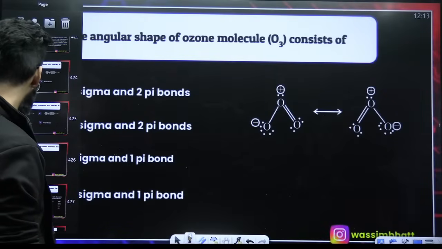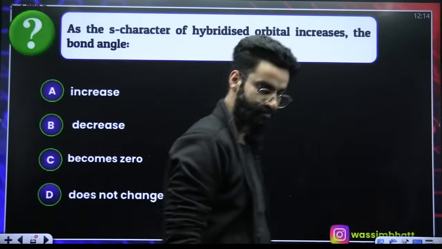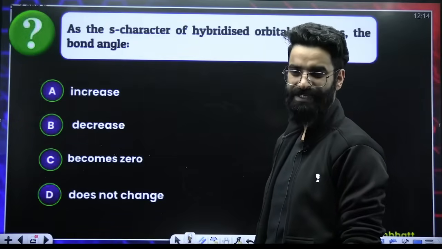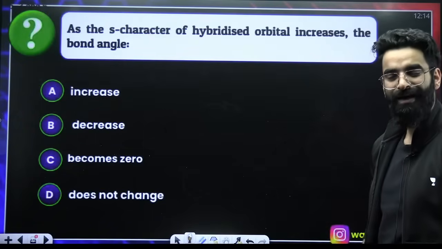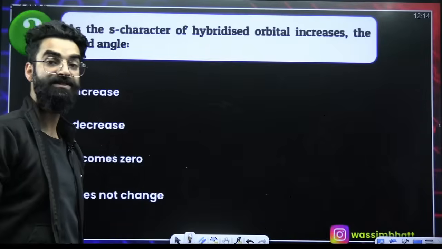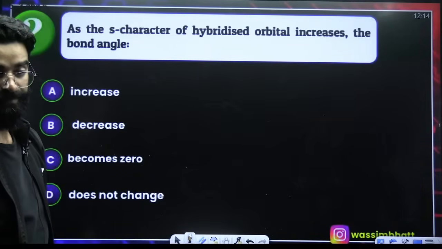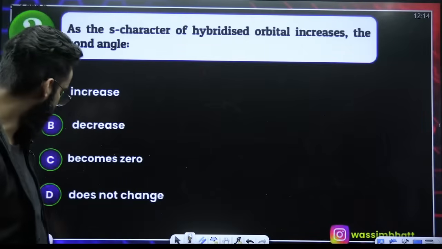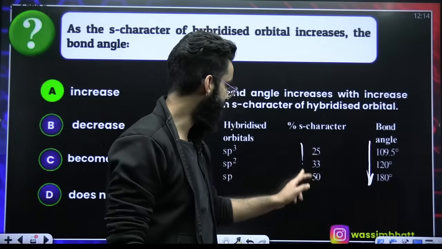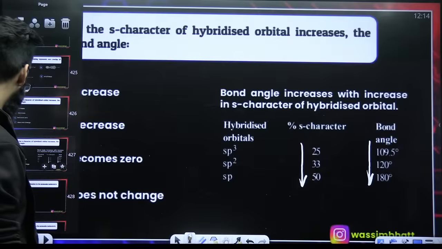Let me see some assertion-based questions. Okay, one question, which is for everyone. I would have taught you this in GOC, if you have seen my GOC lecture long back. As the S character of the hybrid orbital increases, the bond angle increases, and electronegativity is directly proportional to percentage of S character. It increases, right? Perfect. I hope you remember this. As the bond angle increases, S character also increases. Electronegativity also increases. Okay.